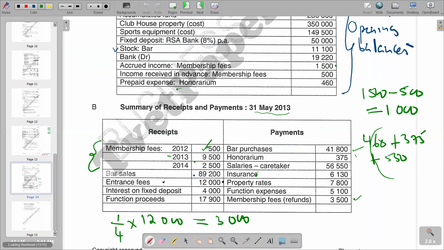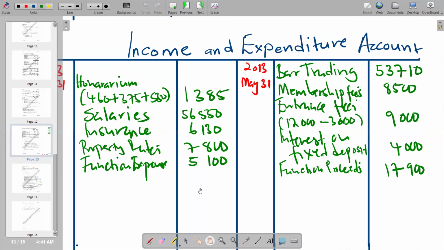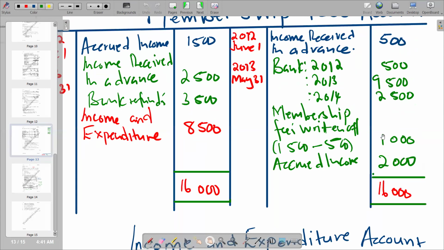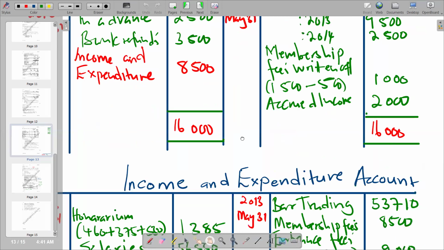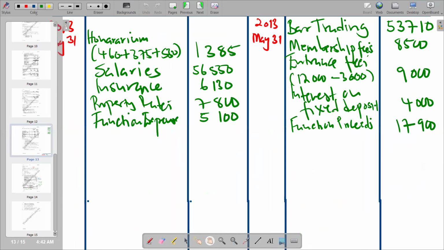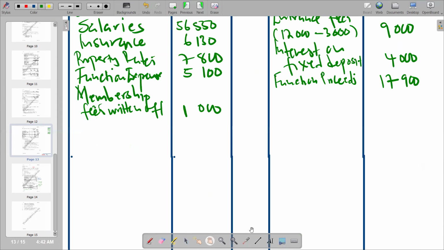Then after function expense, that's when we go to our reference, which I'm not supposed to enter. So we have exhausted, but we still have membership fees written off. It's an expense again, but we calculated it previously in the preparation of the membership fees account, and we found it as 1,000. So we're just going to take the figure. It's part of our expenses. On the debit side, we are saying membership fees written off, with an amount of 1,000. Then from there we can put our double lines.